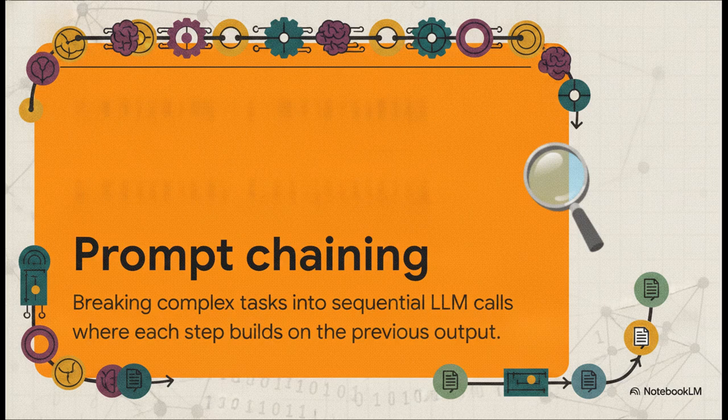Notice the heavy emphasis on sequential there. Instead of asking one AI to write an entire research paper from scratch, you ask the first one to just write an outline. Then the output of that first call becomes the input for the second call, which writes the introduction, and so on. They connect beautifully.